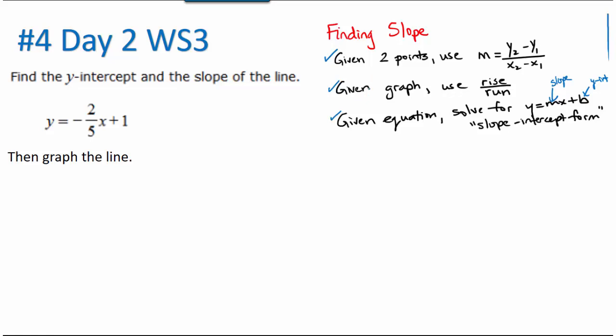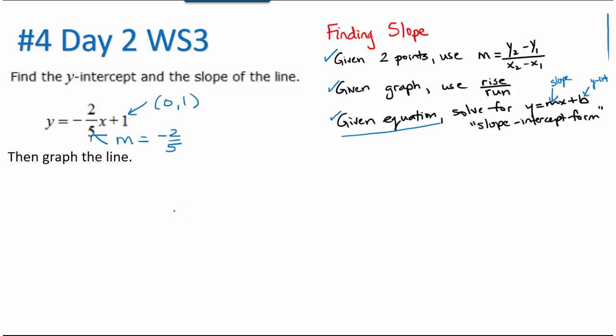Remember, when we're finding slope, we have 3 methods of finding slope, but it depends on what information we're given. In this case, we're given the equation. So we're not going to use y2 minus y1 over x2 minus x1, and we're not going to use rise over run. We're going to use the slope-intercept form of the line, y equals mx plus b. The y-intercept is going to be the b, which is going to be the point (0, 1), and the slope, m, is going to be the coefficient of x, which is -2/5.